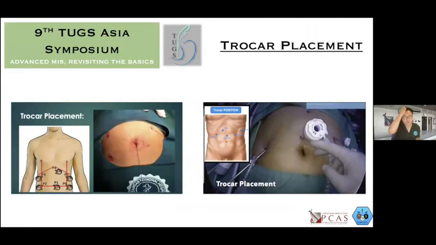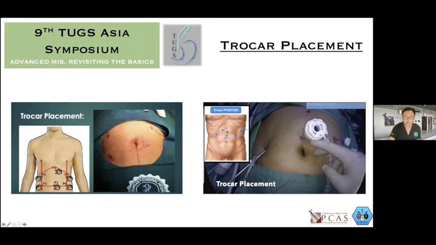For trocar placement, it would be really dependent on what procedure you're doing. And of course, the habitus of your patient. If you have a morbidly obese patient, you would rather have your optical port placement a little bit higher than your umbilical port. Even for hiatal dissections, rather than placement of that optical port at the umbilical area, it would go a little bit lateral to the left, just to be able to have a direct line of view to your esophagus.